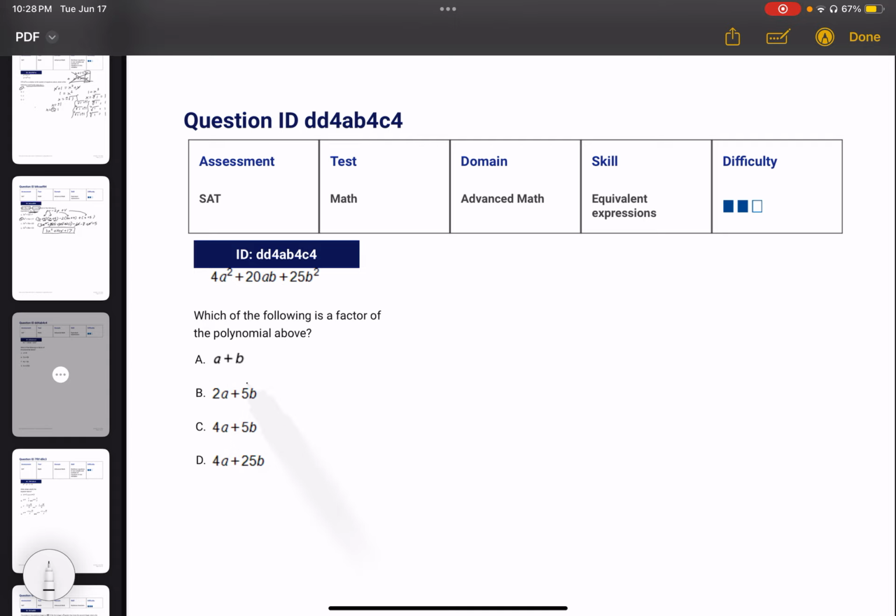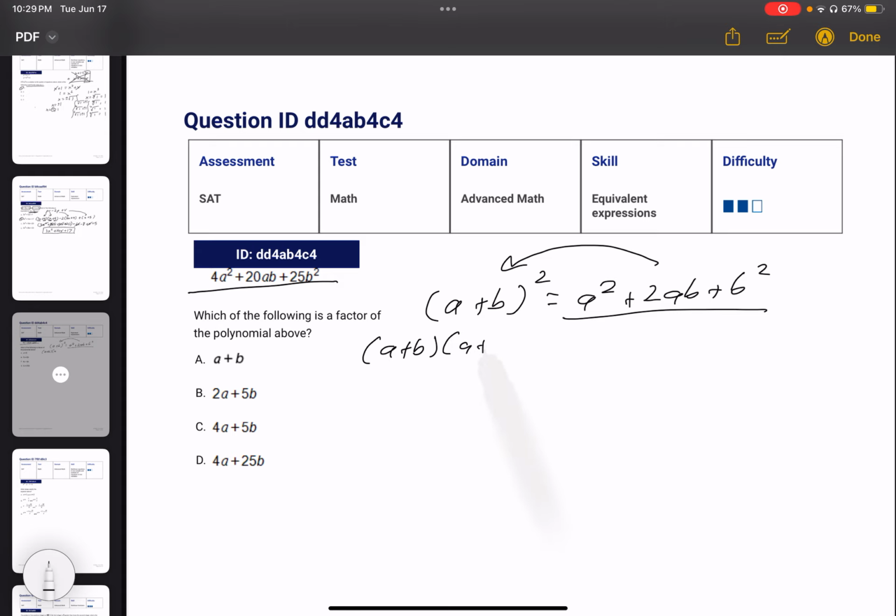So remember that a plus b squared is equal to a squared plus 2ab plus b squared. And we kind of have to reverse engineer this because this is in the same format as this. And we have to get back to this because this would be technically a factor, like one of these. So we're going to try and find what one of those would be in this scenario.